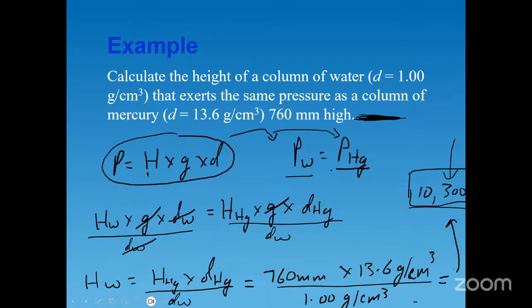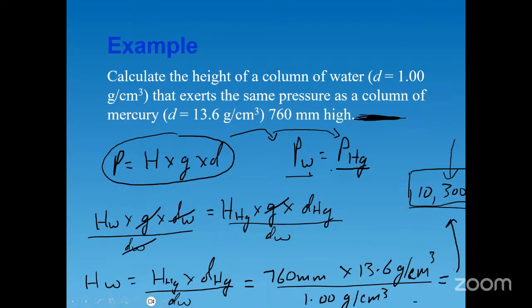The pressure of a column is equal to the height of the column times g, the acceleration due to gravity, times the density, right? And because the question says that both the water column and the mercury column have the same pressure, I said P_W, the pressure of the water column, would be equal to P of the mercury, right? And then what I did was write down equations for these two different terms.